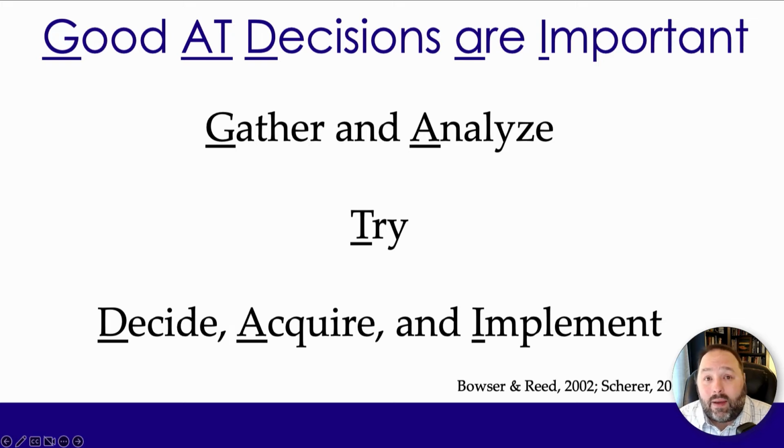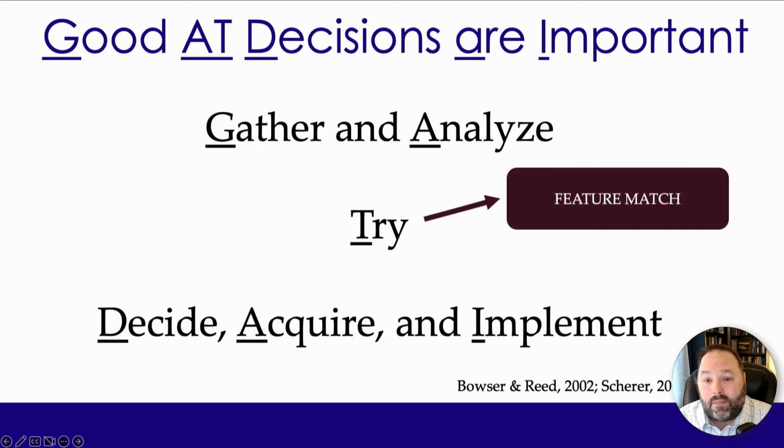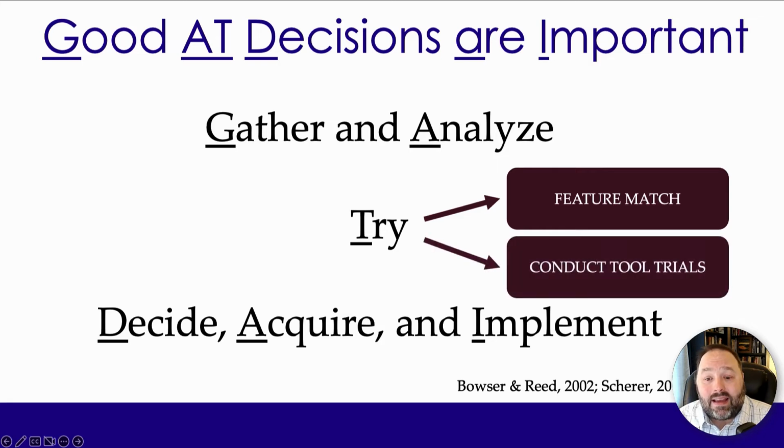Last time we talked about gather and analyze, where we gathered information about the student in order to get a better picture of the student. Today, we are moving on to try. And in try, this is broken down into two processes. One is feature matching, and the second is conducting tool trials. Today, we're going to be focusing on feature matching.